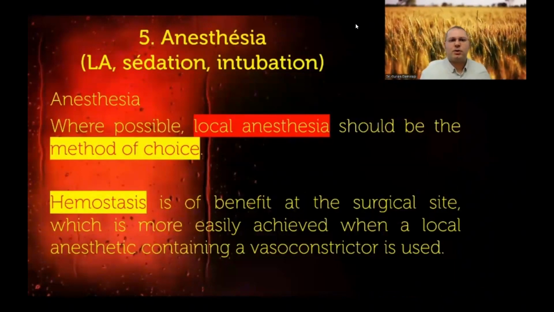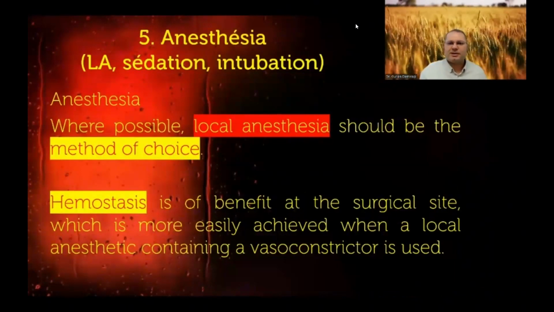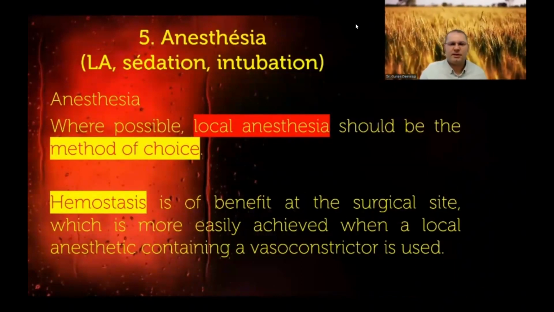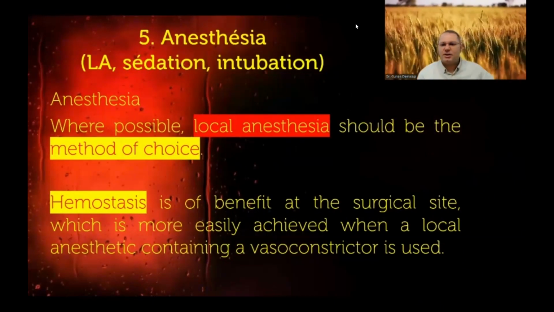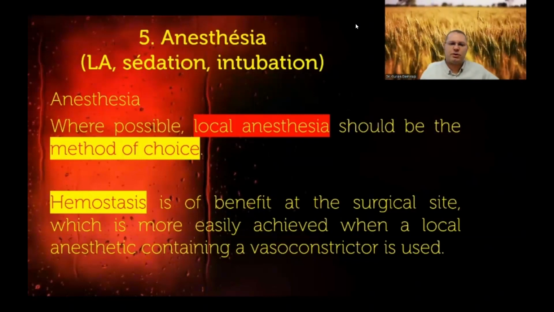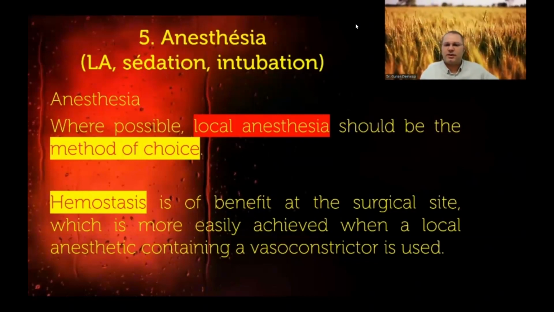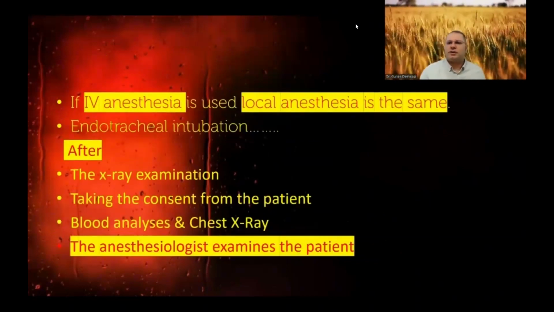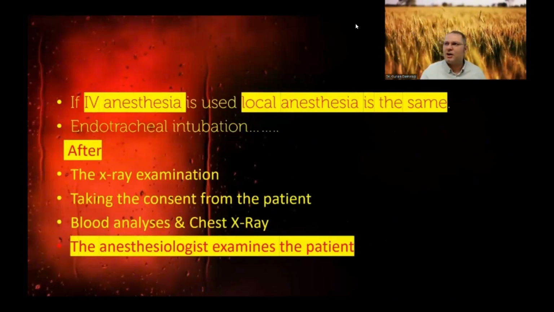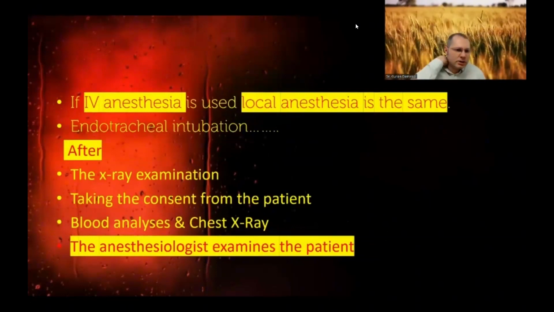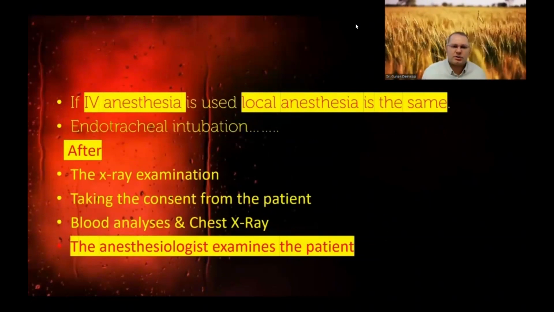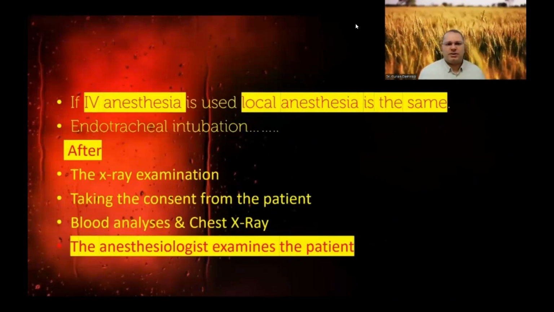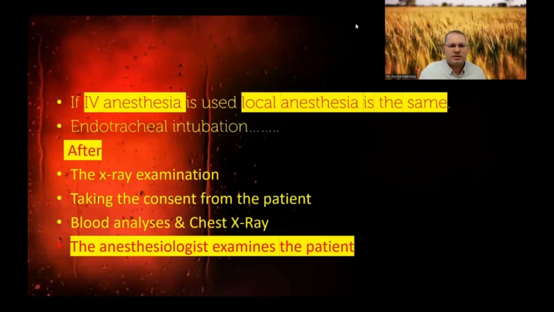Anesthesia, as I told you before, where possible, local anesthesia is used in small cases, but normally we use intravenous sedation, and hemostasis is of benefit in the surgical side, and this, of course, is easily achieved when we use a local anesthetic containing a vasoconstrictor, so it is most of the time used. IV anesthesia is used, and of course, local anesthesia in this case is the same, and tracheal intubation can also be used if the case is particularly long, or if the patient is particularly, so to say, anxious and so on. But 99% of the time, we are using intravenous anesthesia.